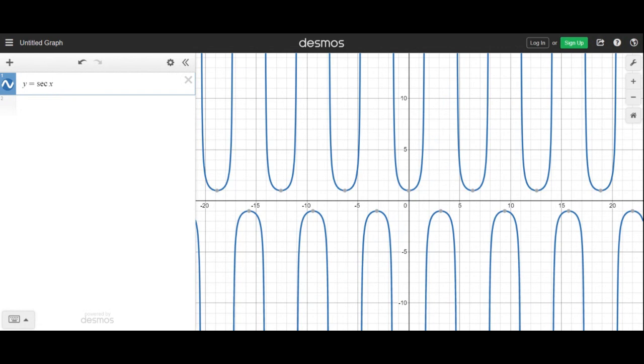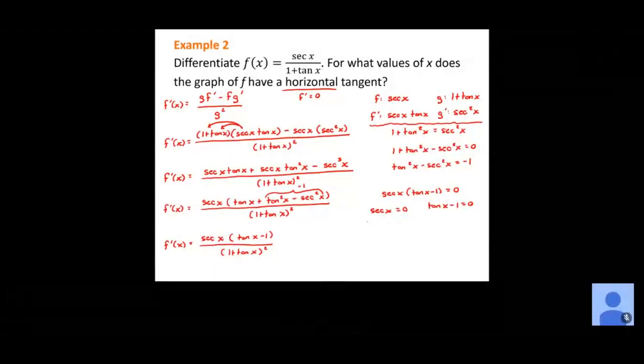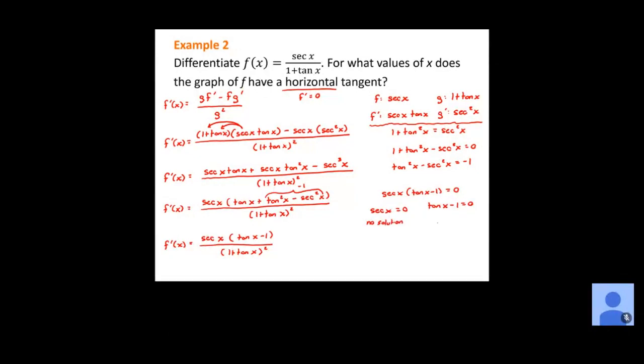Okay, so in this case, there are no solutions to secant x equals 0, so we can just ignore that part of our factors, right? Okay, so since the secant x graph never crosses the x-axis, it's never equal to 0, we know there's no solution to that part. All right, so this over here, no solution. So now let's look at the tangent x minus 1 equals 0. How are we going to solve that?